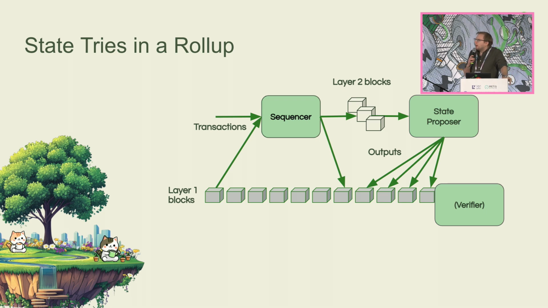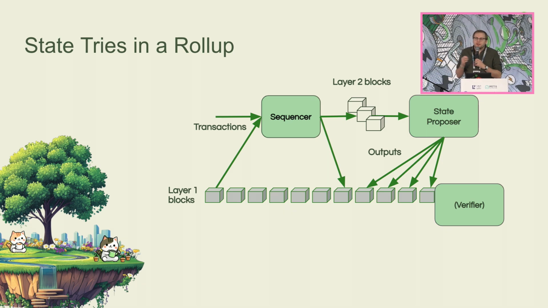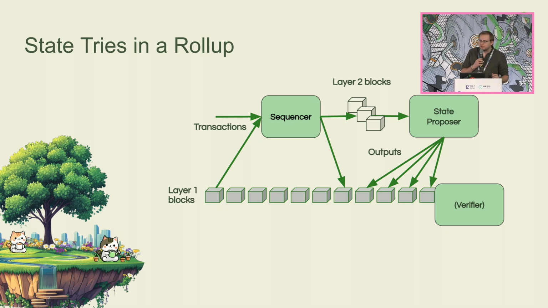So where are they used? And what happens with them? Why do I really care? I've told you about this data structure. Well, these are summaries for rollups. So let's think about how a rollup works for just a second.